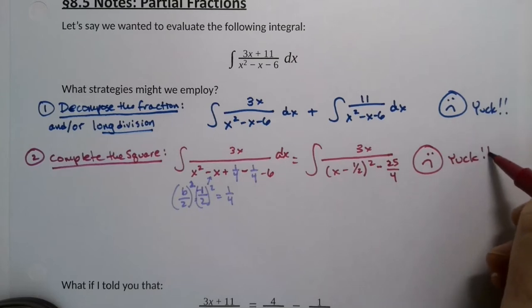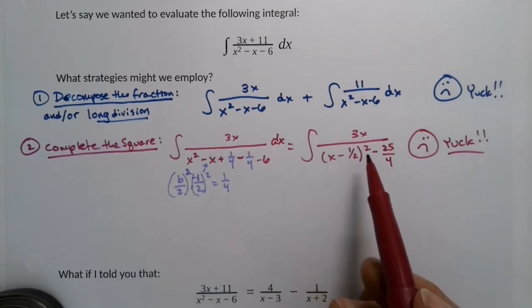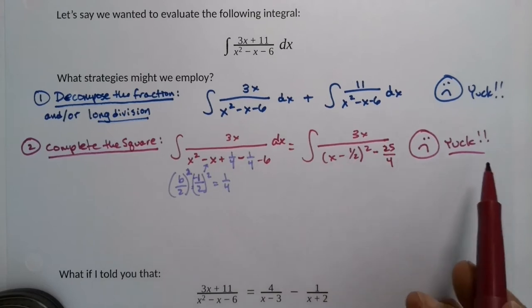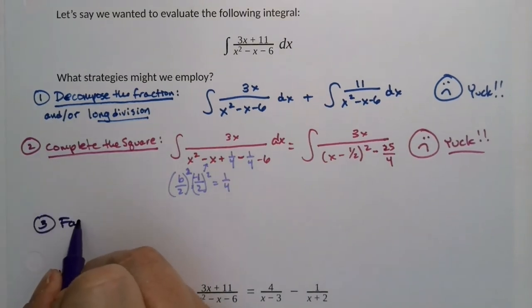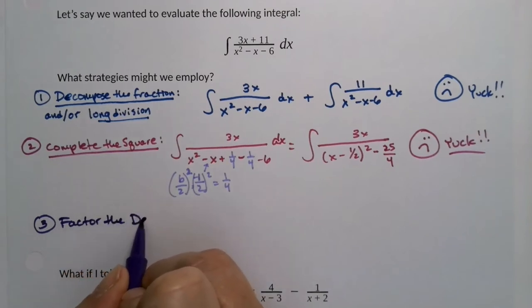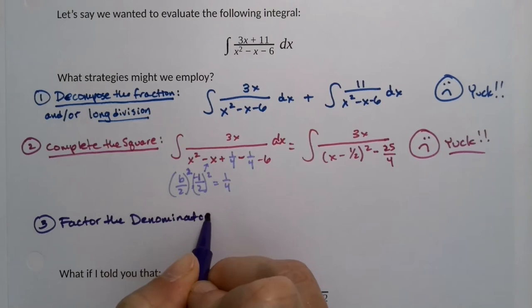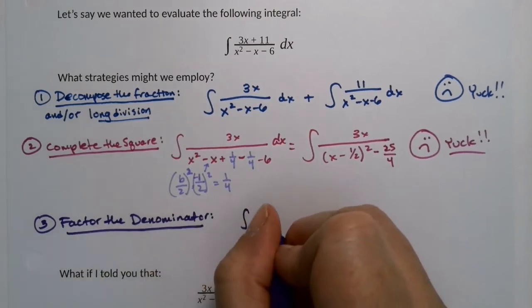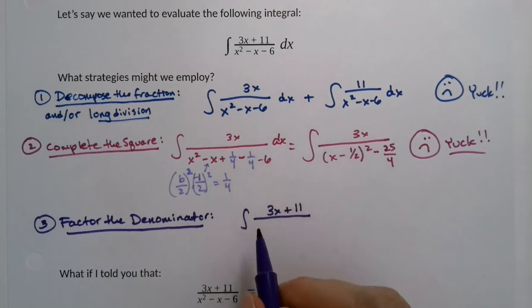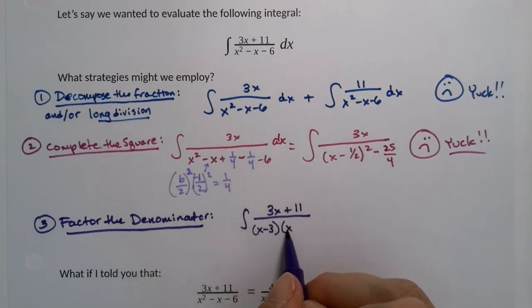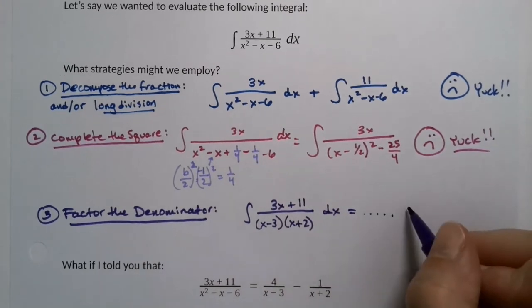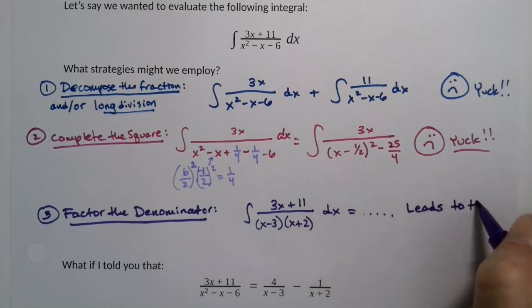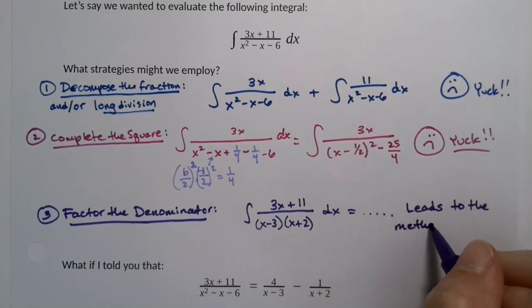There's no easy U substitution. There's no integration by parts, right? Because this isn't a product rule. It's just a mess. Yuck, yuck, yuck. Terrible. All right, so that leads us to our third option, which is we could factor the denominator. Which may not seem promising, but it is. So we have 3x plus 11 over x minus 3, x plus 2. And this is promising. There's more to it, though. This leads to the method of partial fractions. This is the way we're going to go.